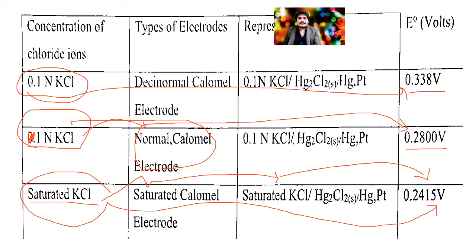And the standard electrode potential of the decinormal calomel electrode is 0.338 volt, whereas the standard reduction potential of a normal calomel electrode is 0.2800 volt, whereas the standard reduction potential value of the saturated calomel electrode is 0.2415 volt. I hope you understood this particular saturated calomel electrode.